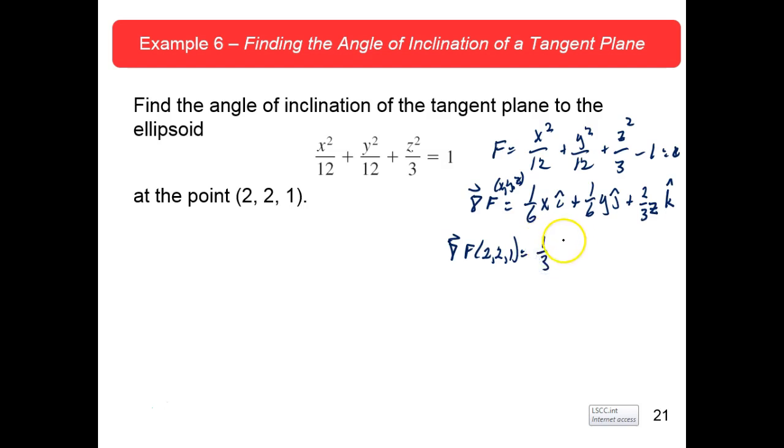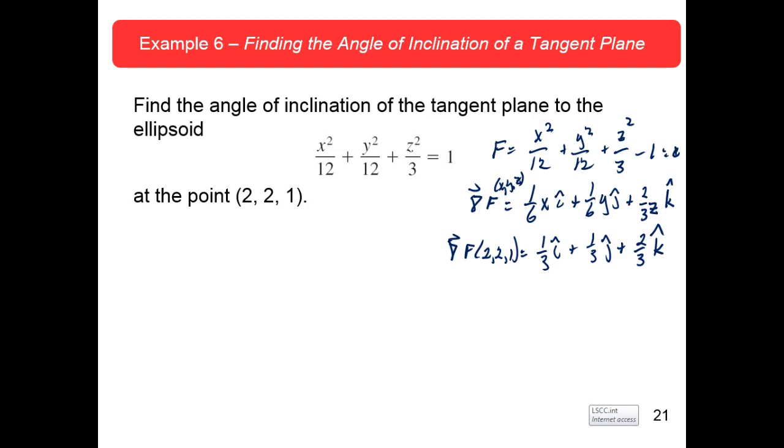1/3 i plus 1/3 j plus 2/3 k. Okay, so there's the gradient of f at that point. The normal line at that point is going to be in that same direction.